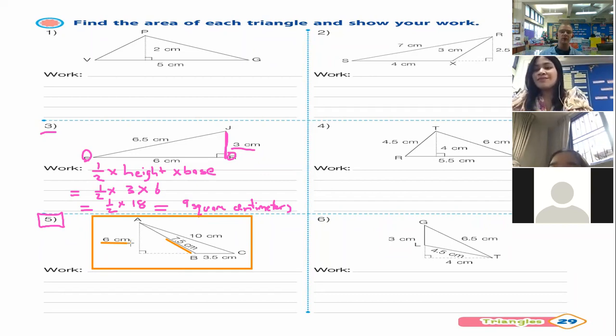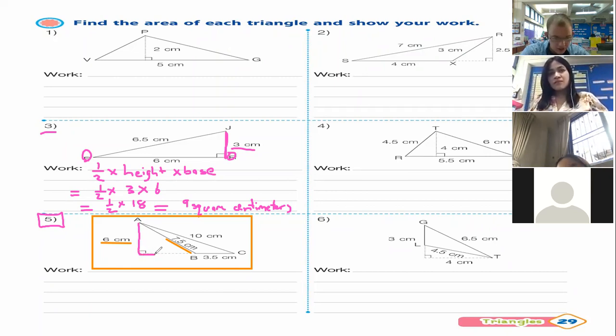Let me explain quickly. The 7.5 is not our height. It is just part of the triangle. It's one of the adjacent sides from the base. So BA and CA are adjacent sides. We don't use the adjacent sides to calculate the height. We use the 90-degree perpendicular line to the base.